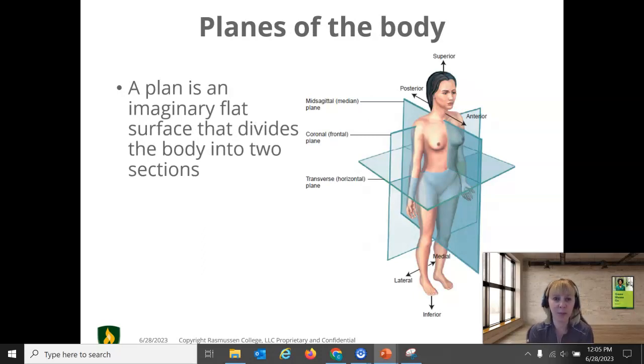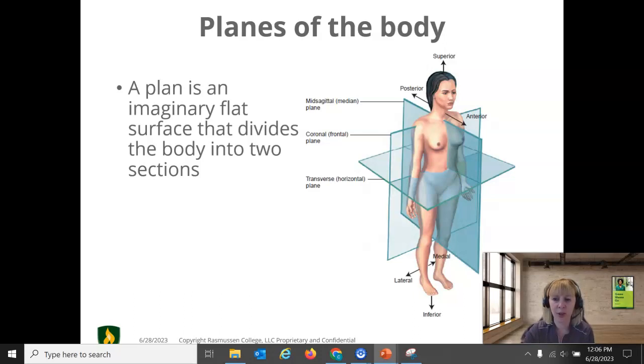The most common planes that we see in our body are called the mid-sagittal or median. This will divide the body into right and left halves. So if we're looking at our body system here, right here, this is mid-sagittal. It goes right down the middle and it divides left and right halves.